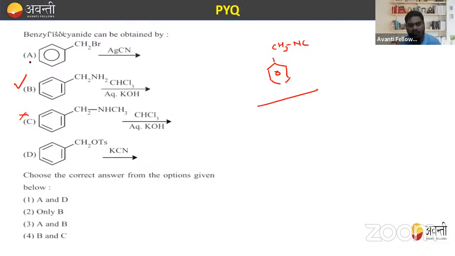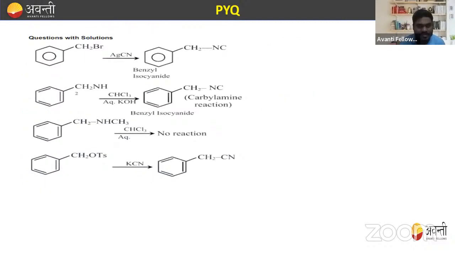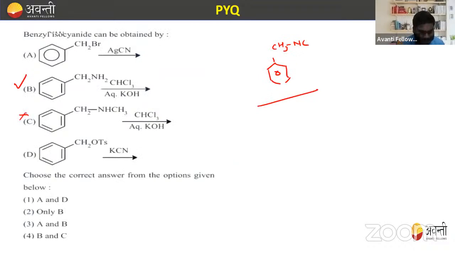That is CH2Br when treated with AgCN. We know that whenever an alkyl halide is treated with AgCN, then the formation of isocyanide, NC, takes place. Or when it is treated with KCN, then the formation of cyanide takes place. So which one is the correct answer? Here also we can prepare. So through two ways, A and B, we can prepare isocyanide, and the rest we cannot. So the correct option is A and B. So option number 3 is absolutely correct.